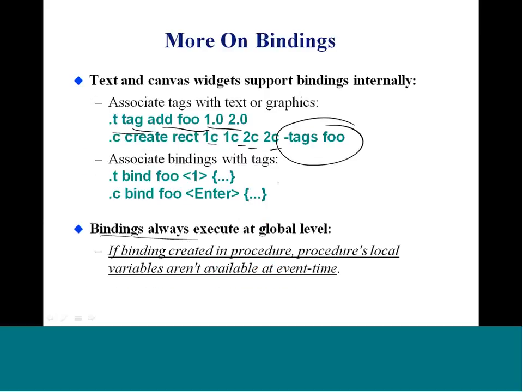And then we have the text and also the canvas widgets that support bindings internally. So here is a text one, where the tag is already specifying internal bindings. And for creating a rectangle, we need the length and width of the rectangle. That, again, we can specify through this command.